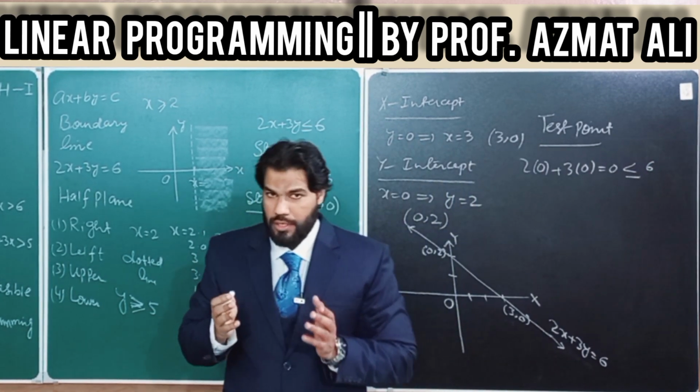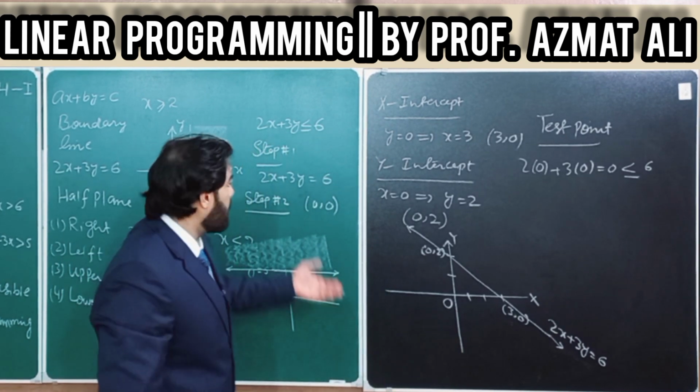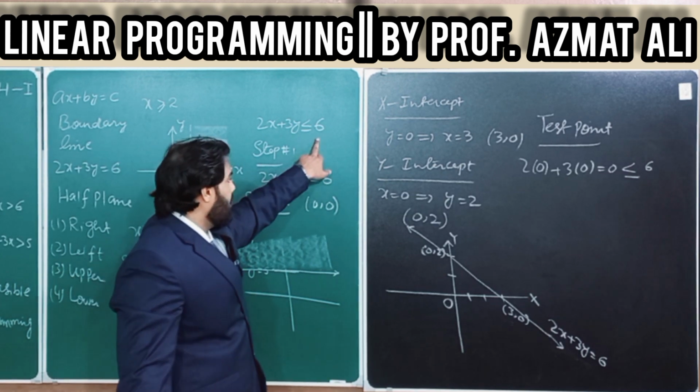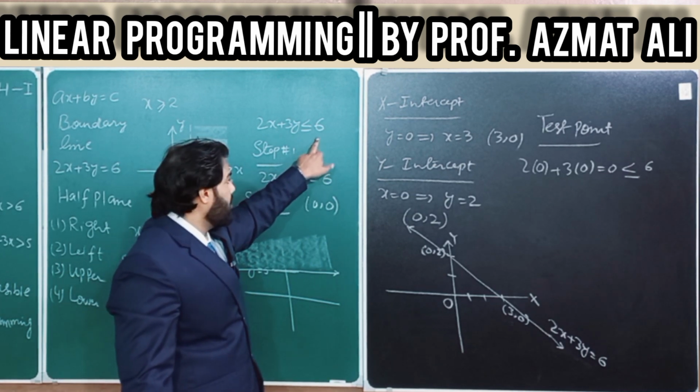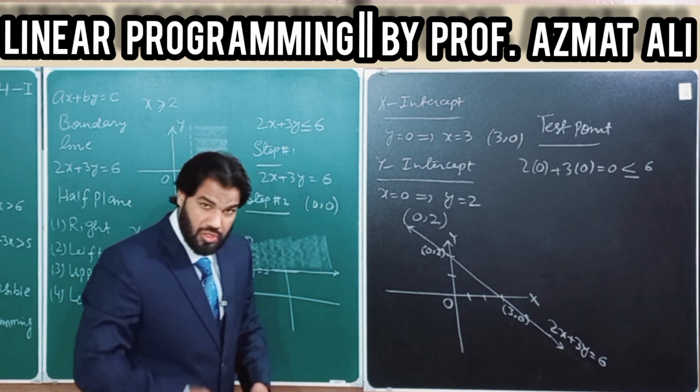By taking the test point, by putting x is equal to 0 and y is equal to 0 in the left side of the given inequality, we see that the answer is 0, which is less than the right side of the inequality, that is 6. This shows that the graph of this inequality is towards the origin.